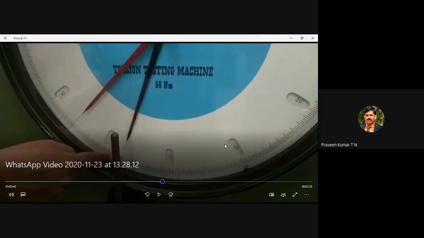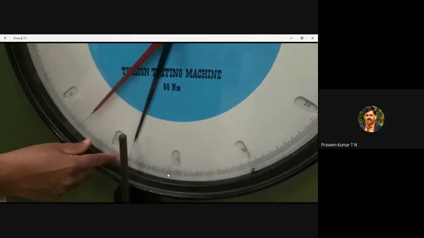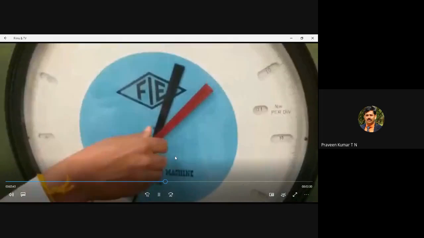Don't imagine 25 to 30. Between 25 and 30, there are 1, 2, 3, 4, 5, 6, 7, 8, 9, 10 divisions. So each division refers to 0.5 Newton meter. Each division, the bigger two lines, refers to 0.5 Newton meter.